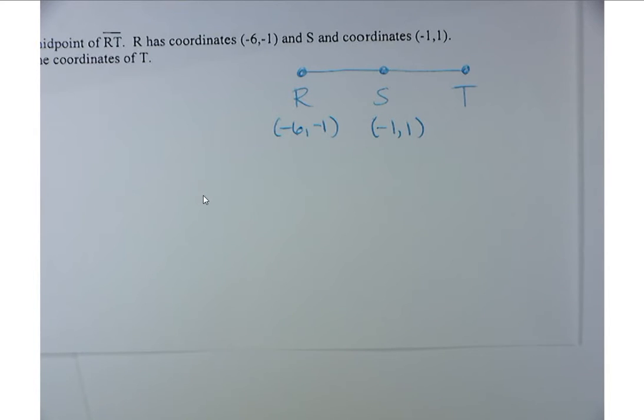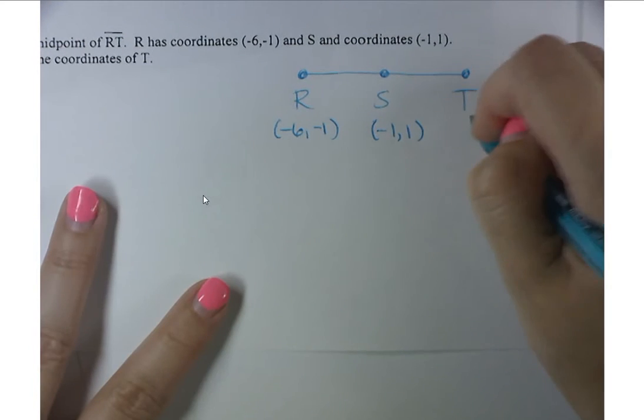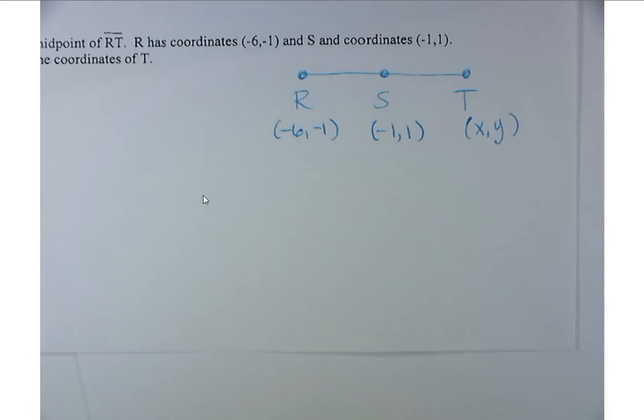Yeah, Brandon? You can label it X and Y. Okay, so this is some point X, Y. Brandon, do you want to tell me what you were thinking of how you can find your X and your Y? Well, to get from R to S, you have to add 5 to X and add 2 to Y. Okay, yeah, so you're thinking of this in terms of distance, right?